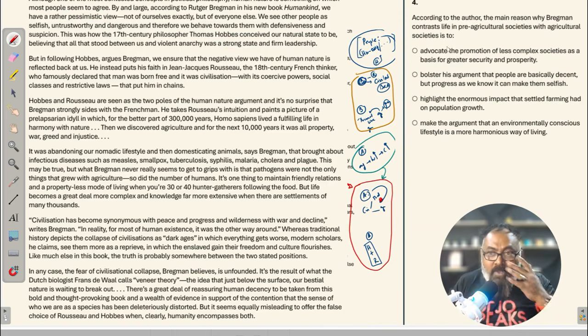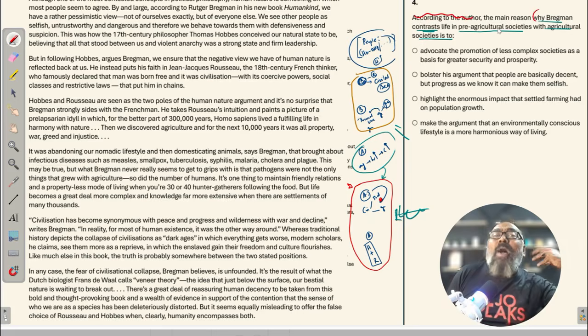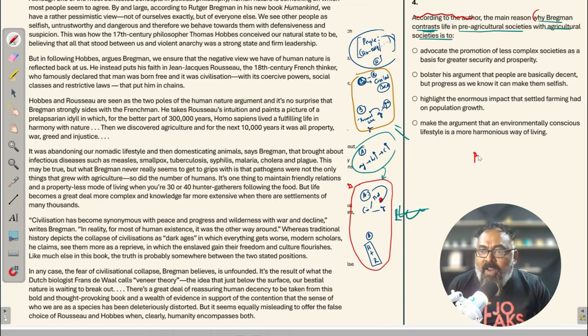Correct. Question number 4. According to the author, the author is here. Why Bregman? Okay, we are moving ahead with the author. Why does Bregman contrast life in pre-agriculture society with agricultural societies? Forget about "according to the author." Why did he say that?